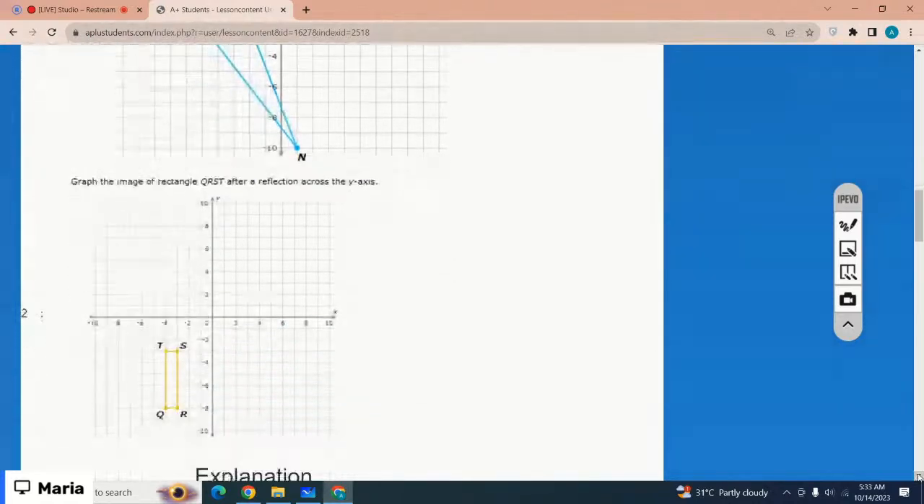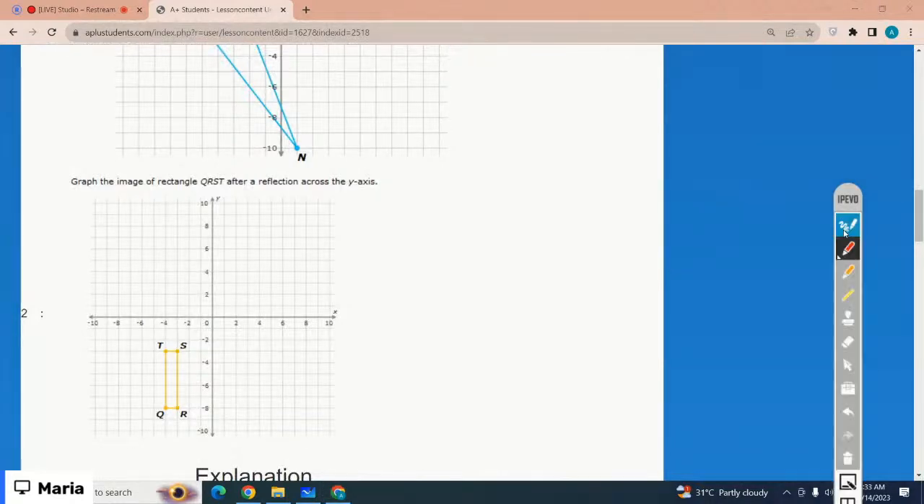Graph the image of QRST after a reflection across the y-axis. Okay, you have to make it across the y. So it would be here.